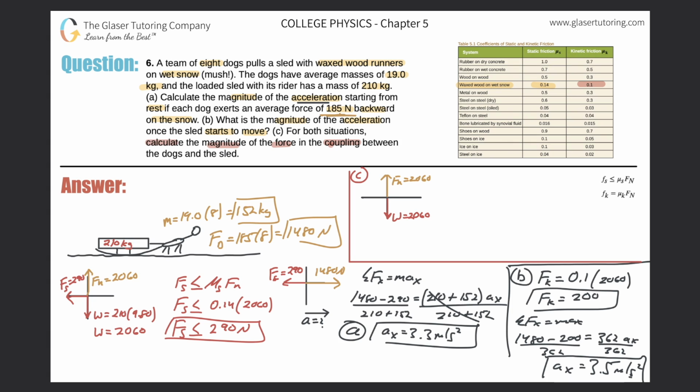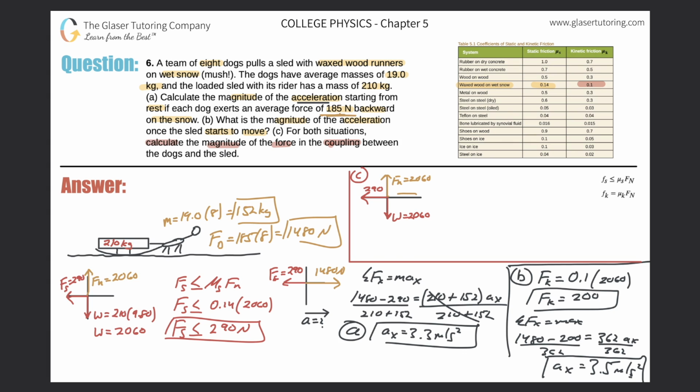Now, it says for both situations, so let me go back to part A. The frictional force hasn't changed, so that is still what I calculated before, 290. If I look back to my picture right here, it's 290, okay? That hasn't changed, 290, all right? And now here's the thing.